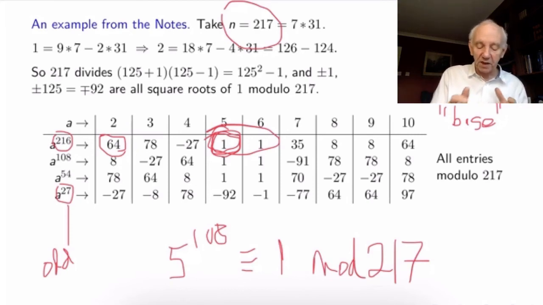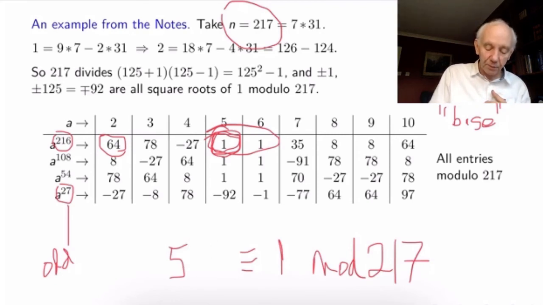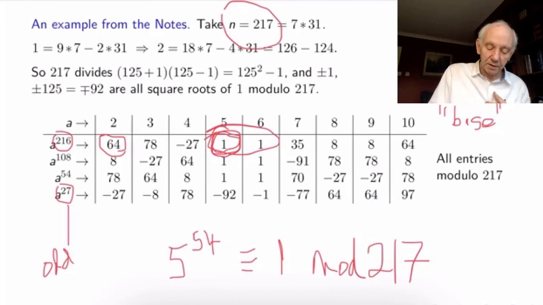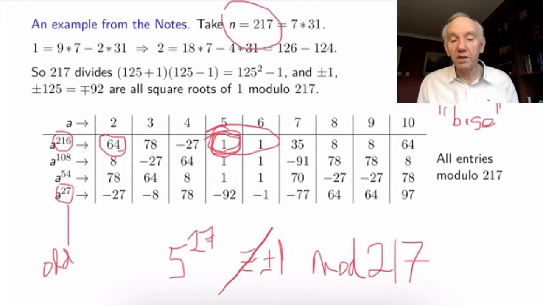Given it's 1, I don't want to take square roots of minus 1, but given it's 1, we can take a square root again and go to 5 to the power 54. And it turns out that that's also 1. Okay, so I can take a square root again. This is what I'm doing for Miller's test. It's my last chance here: 5 to the power 27. And it turns out that's not equal to 1, and it's not equal to minus 1 either. It's equal to minus 92. That was the calculation we already did, but it's not plus or minus 1.